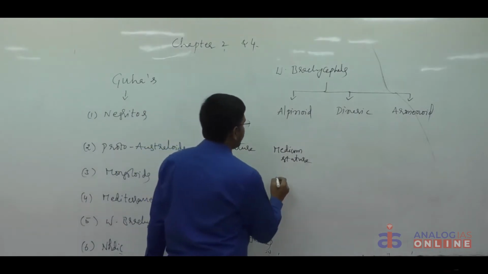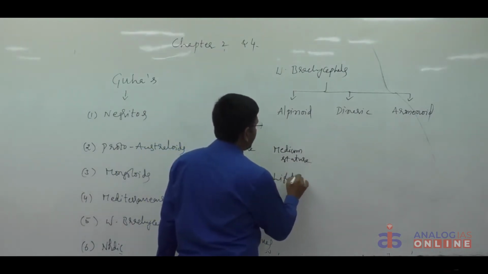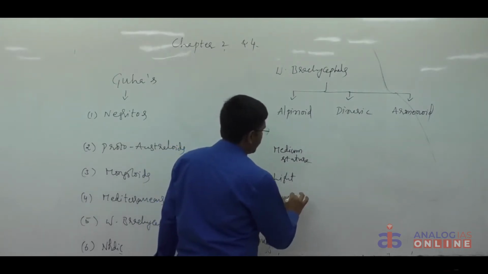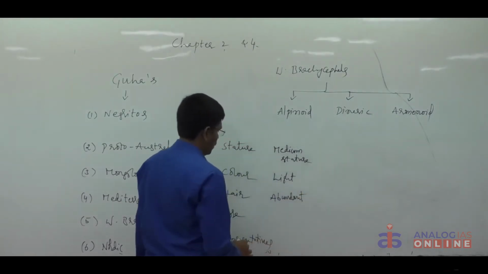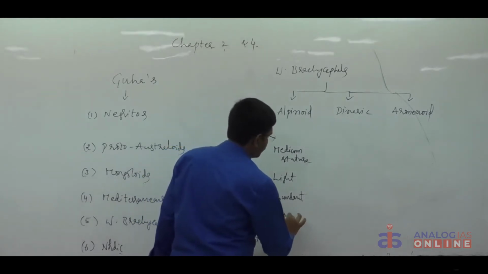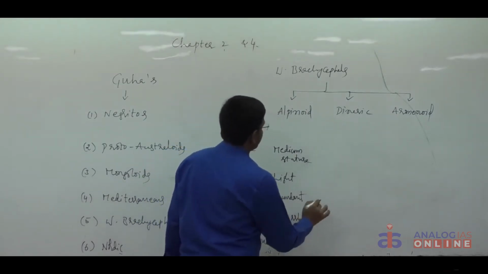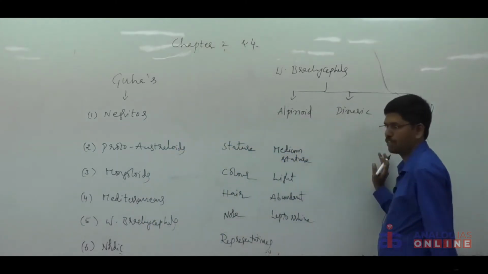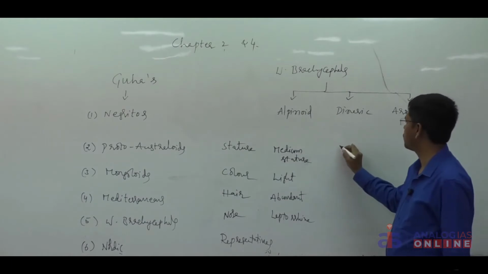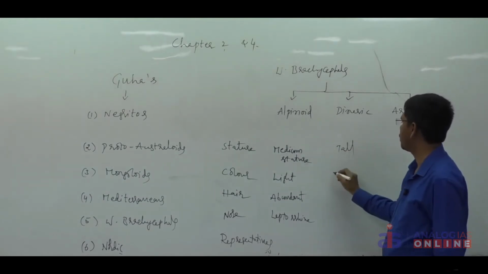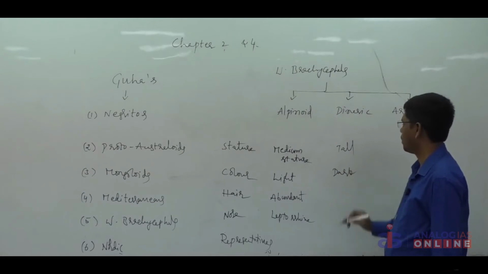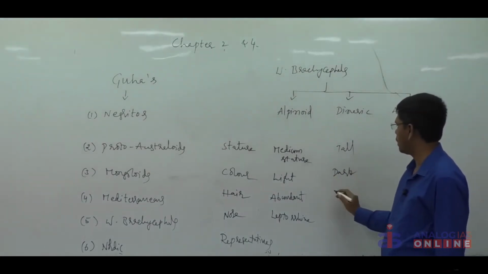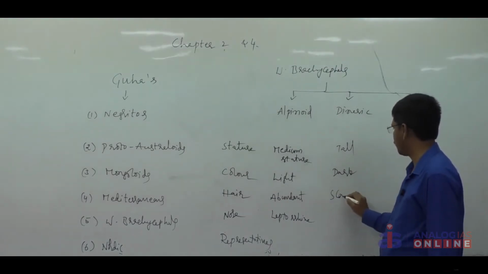With respect to color, light color skin, hair, abundant hair because of the cold environment. Then nose, leptorine nose. Second element, please remember, opposite characteristics. Here long stature, tall stature, dark color, especially eyes and hair are dark and the hair is scanty.